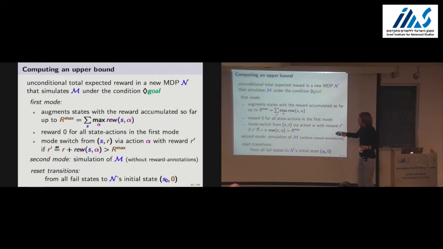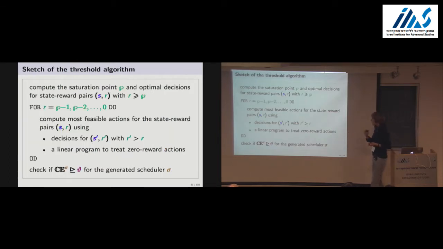And this is the trick from the second mode on, which means that once we have reached this bound, then we simply have a copy of M. We simply simulate M without any reward annotations. And then we can do what you have seen before for the conditional probabilities. We simply have these reset transitions from all the failed states back to the initial state. And then this one here gives you a safe upper bound for the maximal conditional expectation.